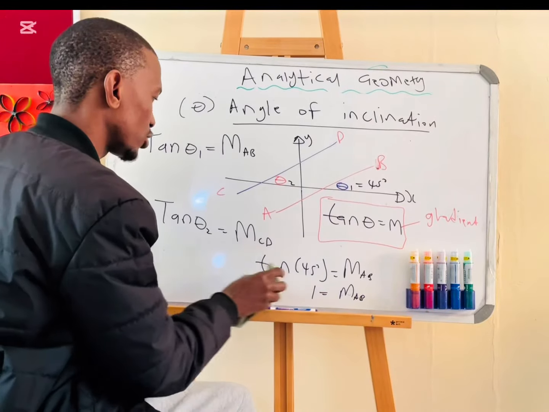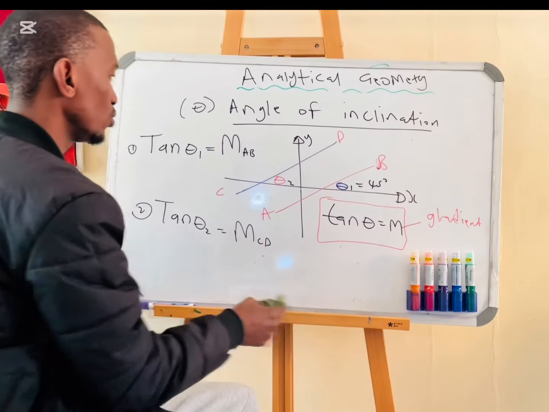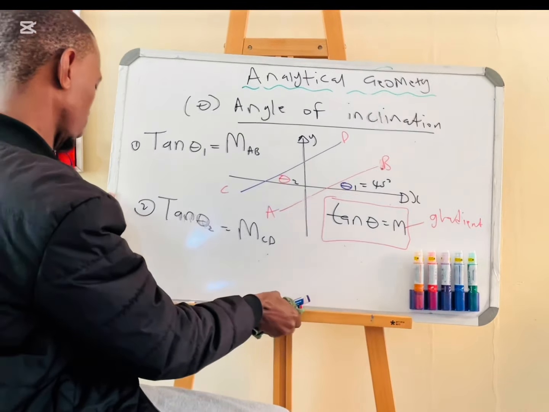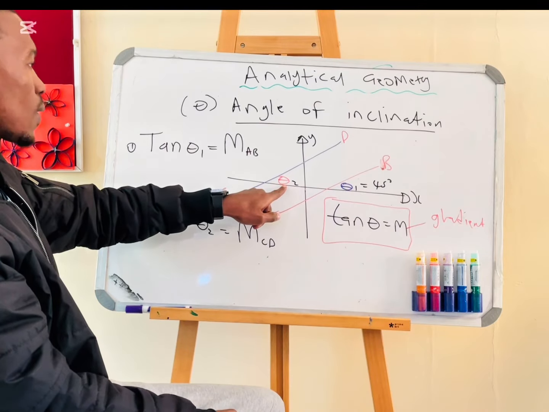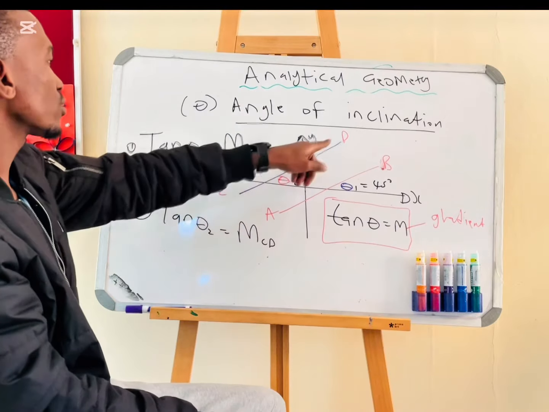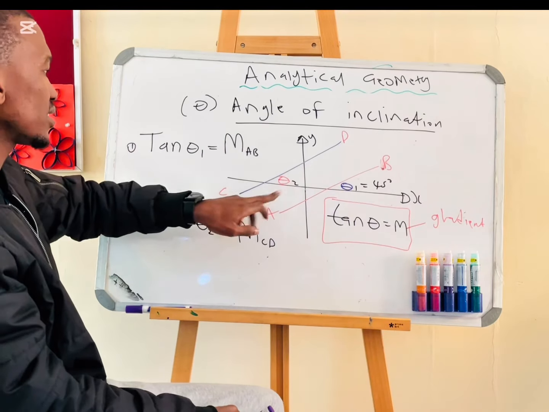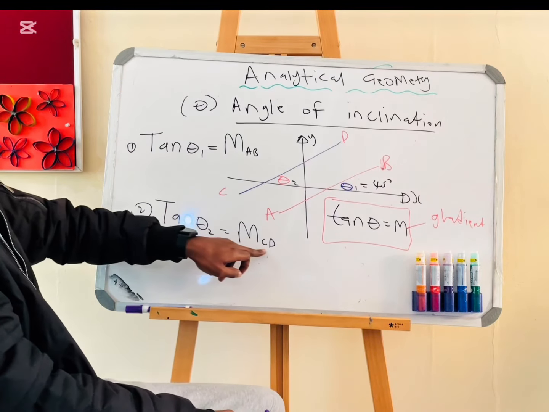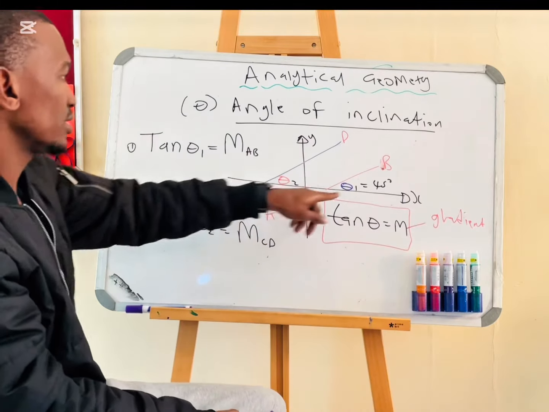Okay. Number 2, you have theta 2. Theta 2 has its own straight line. So the gradient is going to be the gradient of CD, which is this line. Because the other one is the gradient of AB, which must give us theta 1.